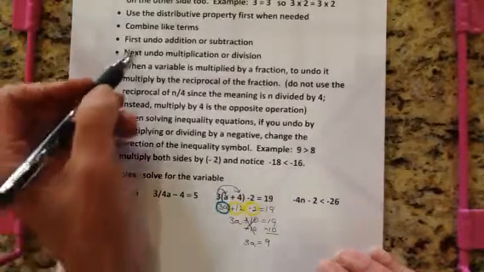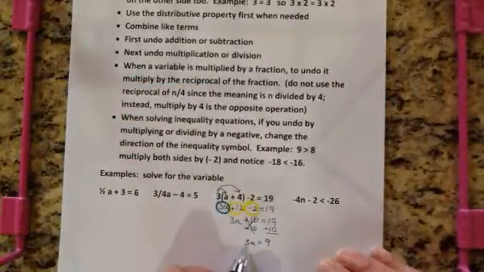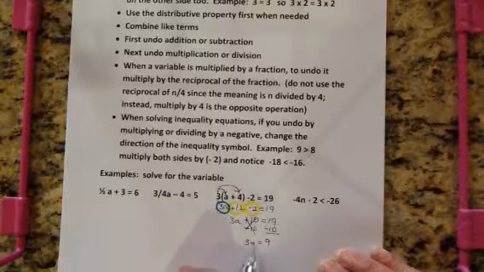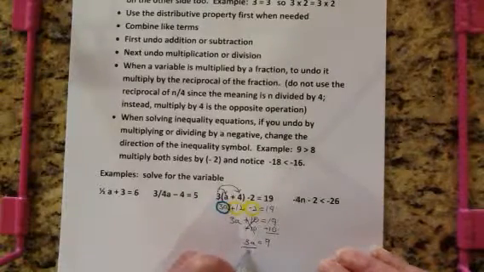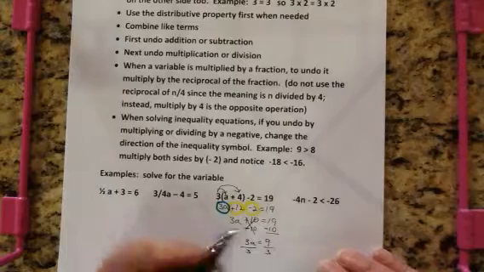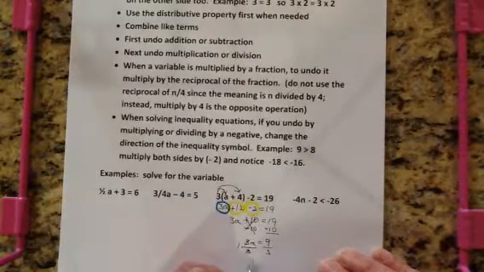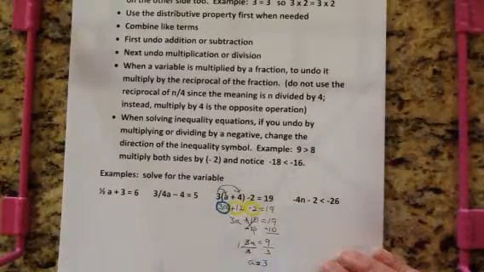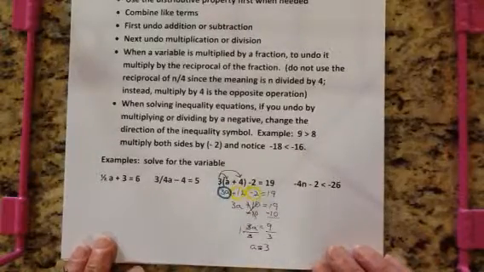Okay, next on my list is to undo multiplication or division. Remember, when we have a number standing beside a variable, the meaning is multiply a by 3. So the opposite of multiplying by 3 is divide by 3. Okay, 3 divided by 3, they become 1. 1 times a leaves a alone. 9 divided by 3 is 3. So a equals 3. Okay, let's look at another example.